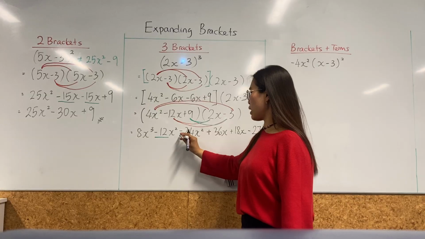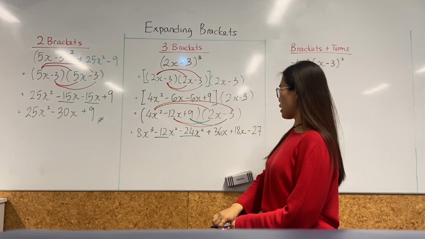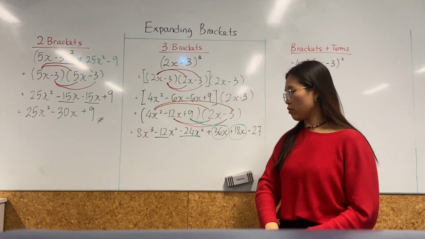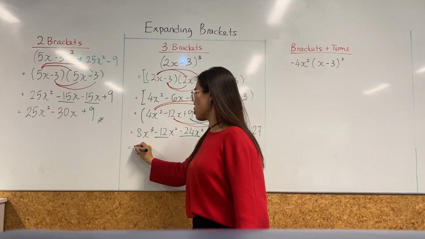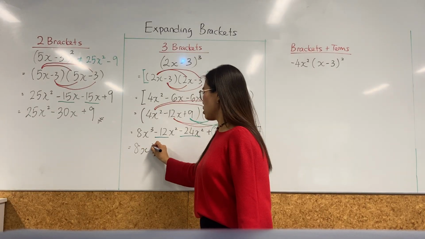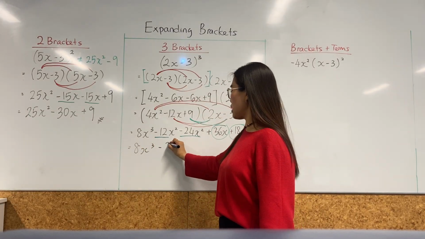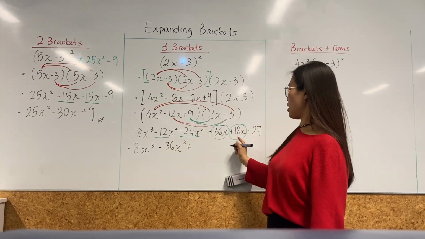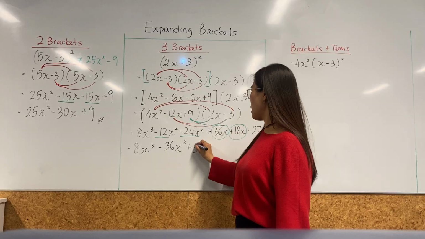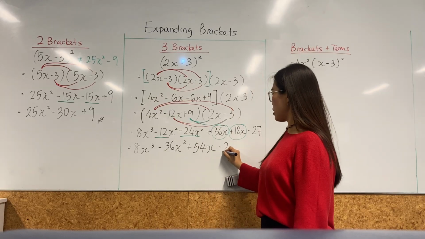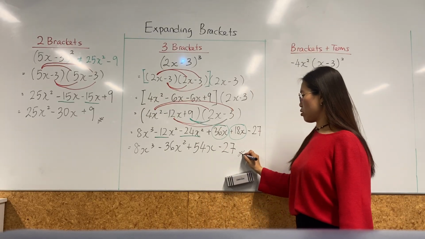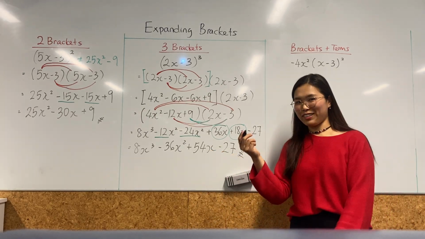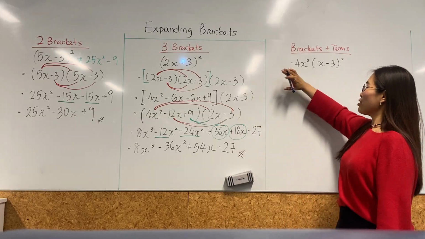So x squared and x squared, and I can do the ones with x plus the ones with x. So that equals 8x cubed minus 36x squared plus 54x minus 27. Now this is done. Collecting terms, are we alright? Going on to the last bit.